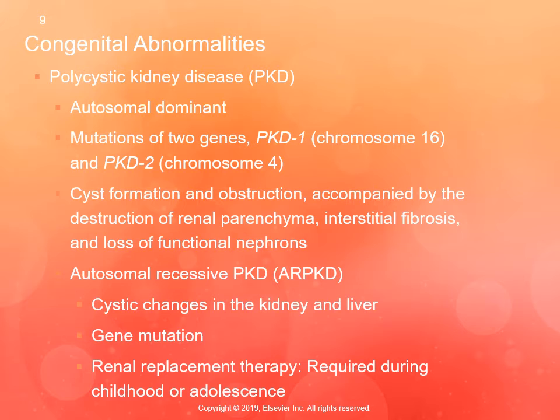Polycystic kidney disease is an autosomal dominant disorder. It's congenital. There's cyst formation that can cause obstruction and then destruction of the renal parenchyma, which leads to fibrosis and loss of nephrons. Those children may need renal replacement therapy.